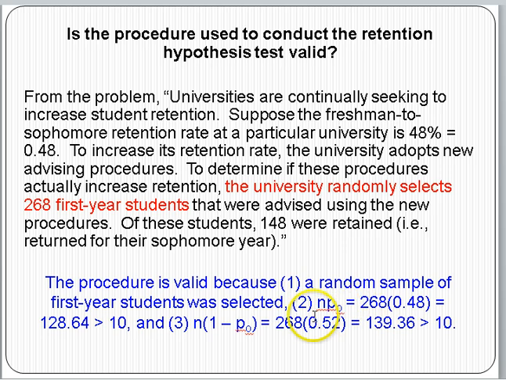N times p0, and again, p0 is what we think the proportion is under the null hypothesis. So 268 times 0.48 is 128.64. That's bigger than 10. N times 1 minus p0 is 268 times 0.52, which is 139.36, which is also bigger than 10. So the procedure is valid. In other words, the sampling distribution is normal, which allowed us to calculate the probability. That's what these validity conditions are really saying.